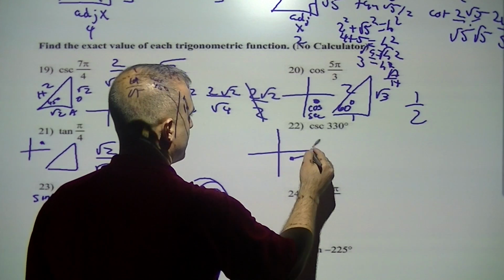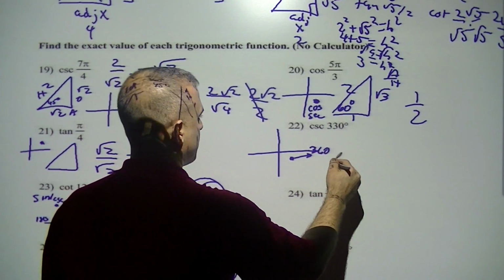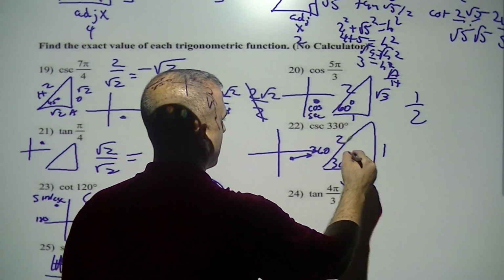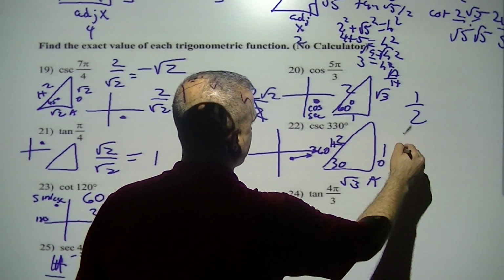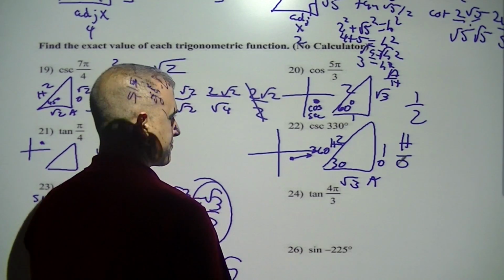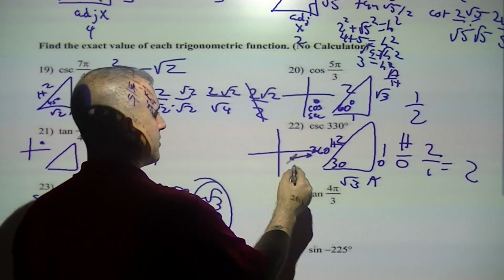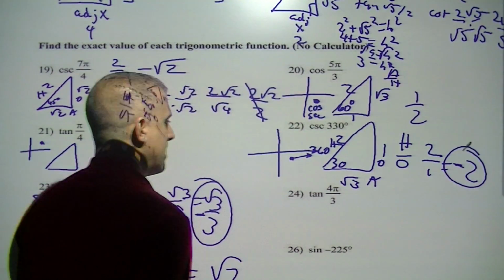All right, 330, I'm still in that same quadrant. I'm going to compare to 360 degrees, which puts me at the 30-degree triangle. So that's going to be 1, square root of 3, and 2, H, O, and A. I am doing H over O in this case, which will be 2 over 1, which will be 2. In this quadrant, we already said cosine and secant are the only positive ones, so that's got to be -2.